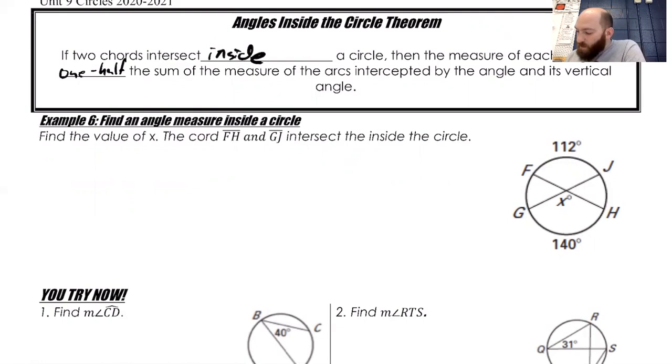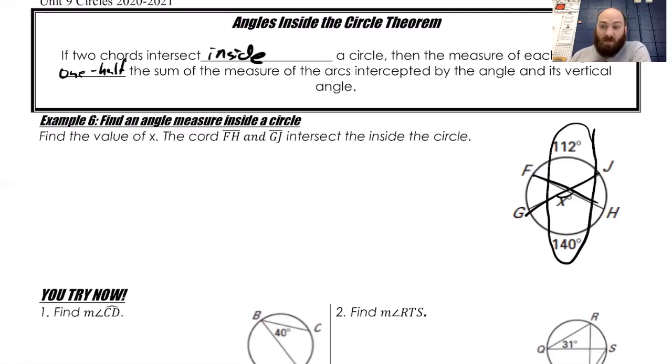And I wish there was more space. I was going to make my own diagram here. But bottom line is, here's my two chords, right? Here's angle X. So angle X, I like to think of it, kind of put those together. Angle X is the average of those two. That's really what's happening here. Angle X is 1/2 the sum of 112 plus 140.